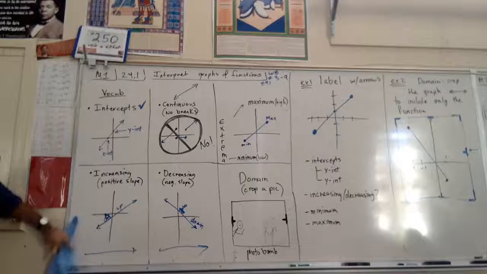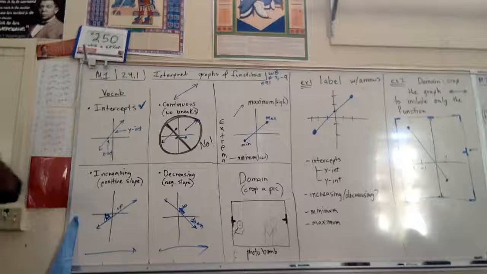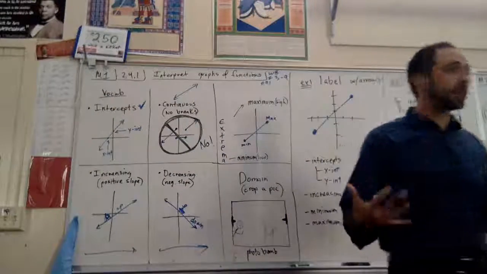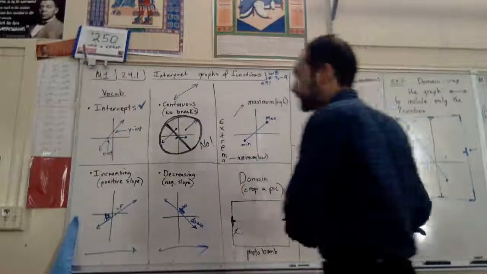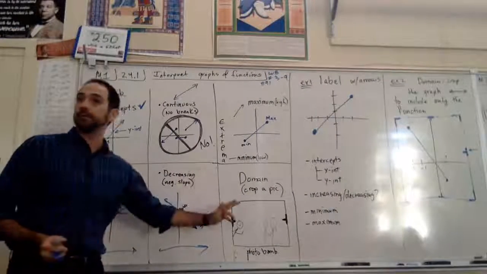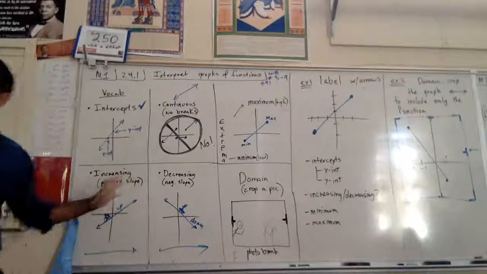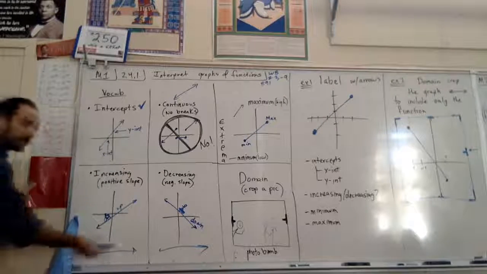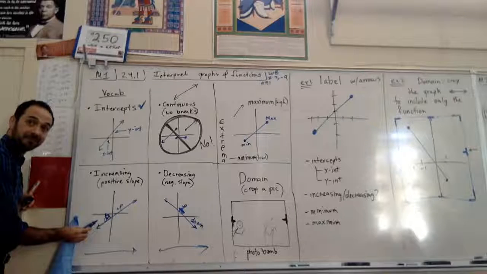Now, increasing. Remember, everything in math is reading from left to right. Everything in math is just like reading. It's always from left to right. What's happening left to right. Equations are written left to right. The variables are ordered left to right. Everything is always just like you read. So if I'm going left to right, am I going uphill or downhill right now?